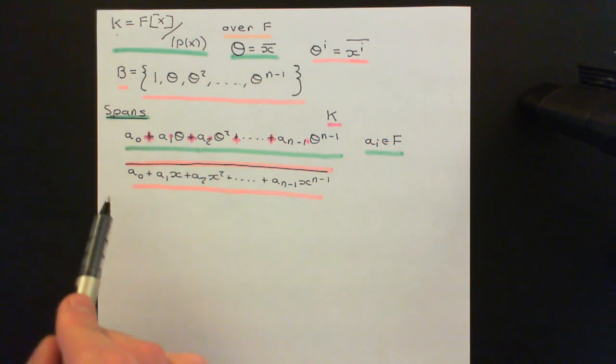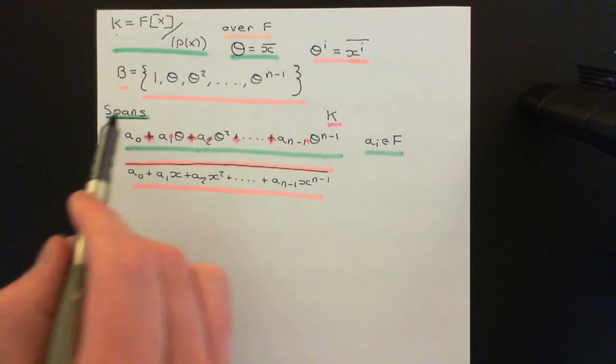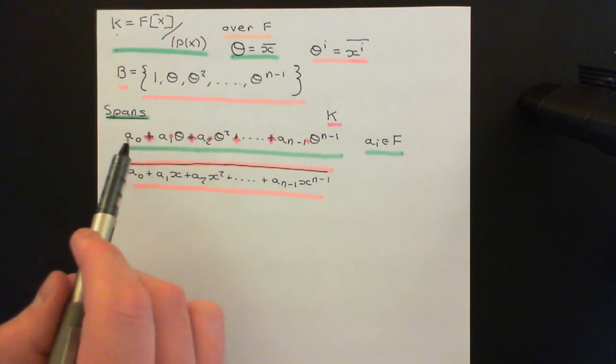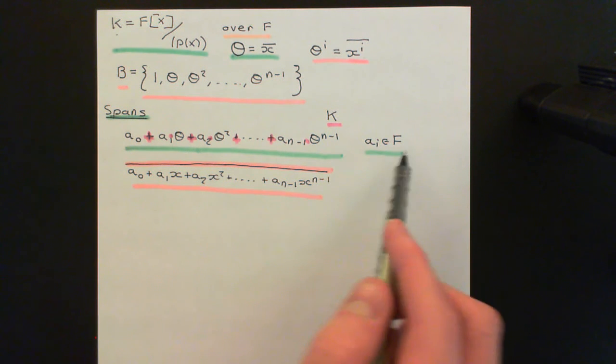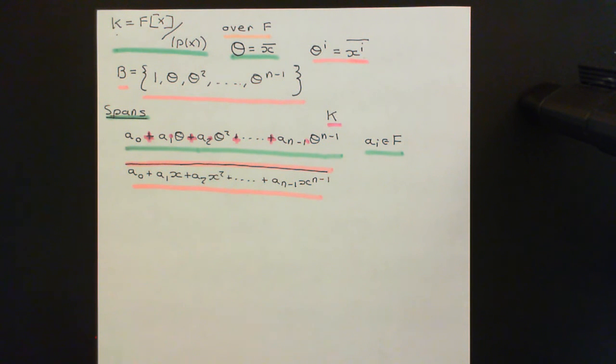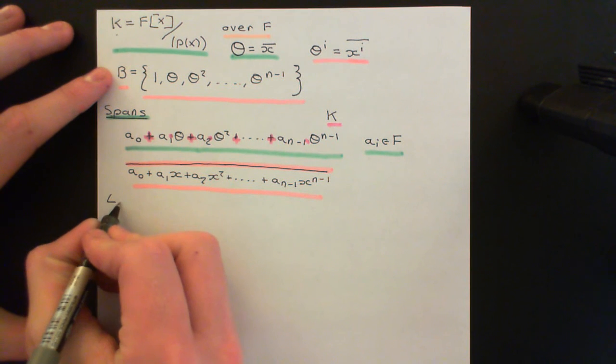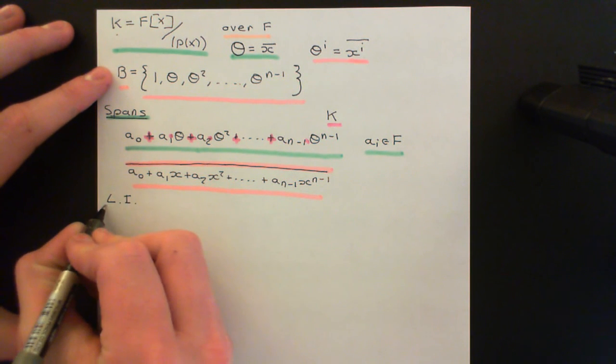You can truly get to any coset you like by taking a linear combination of these elements of the field extension K with coefficients from the field capital F. So this is all looking good. That's the spanning portion. Now let's make sure linear independence is true. So linear independence is what we want to prove now.